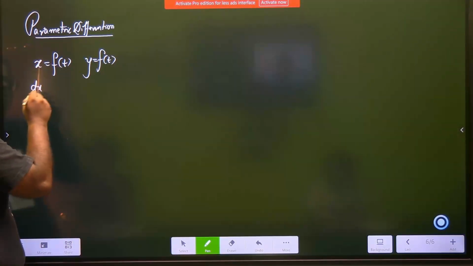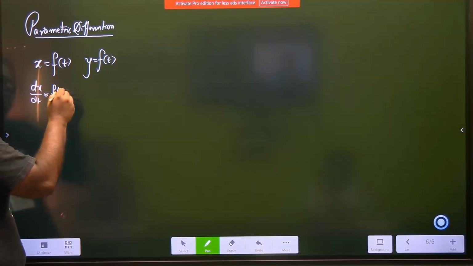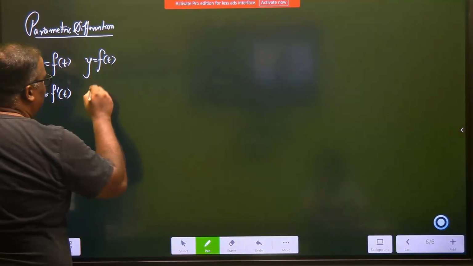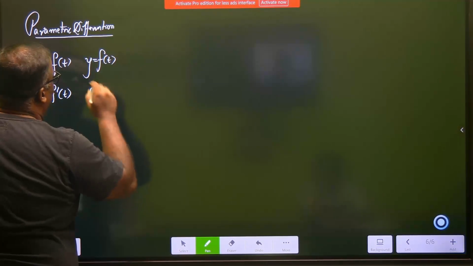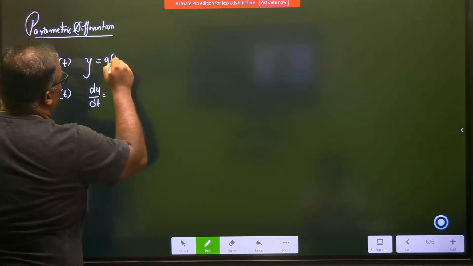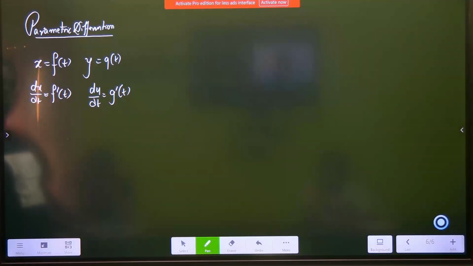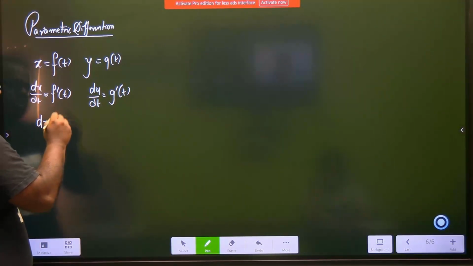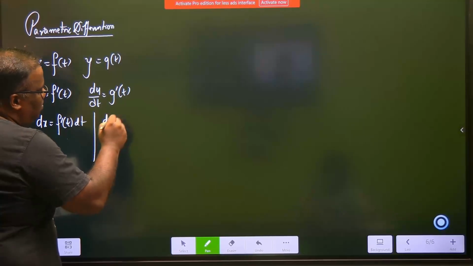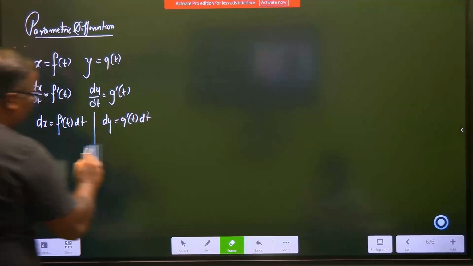Differentiate dx by dt. So you get f dash of t. You differentiate with respect to t. And you differentiate dy by dt also. This function should have been different, some g. Okay, this is some function g of t. So this becomes g dash of t. Now you have both the values. Your dx becomes f dash t dt, and your dy becomes g dash t dt. Okay, is this much clear? You have just cross multiplied.